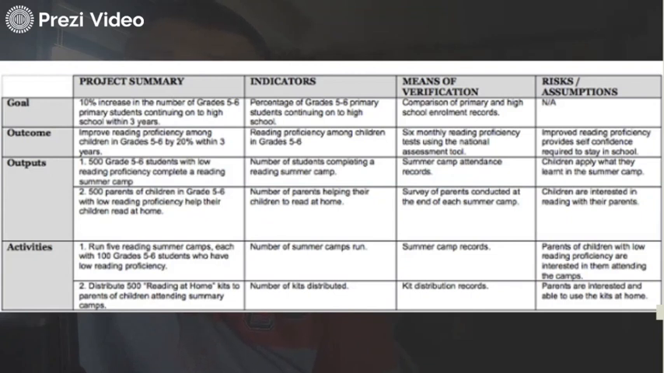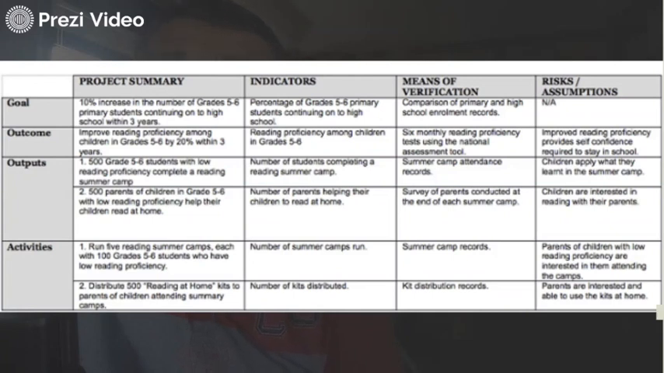Now, the outputs are the results of the activity. And so you have here two outputs. We have 500 grade 5 and 6 students with low reading proficiency complete a reading summer camp. And the indicator is the number of students completing a reading summer camp. The summer camp attendance records would be the means of verification, and the assumption is that children apply what they learned in the summer camp.